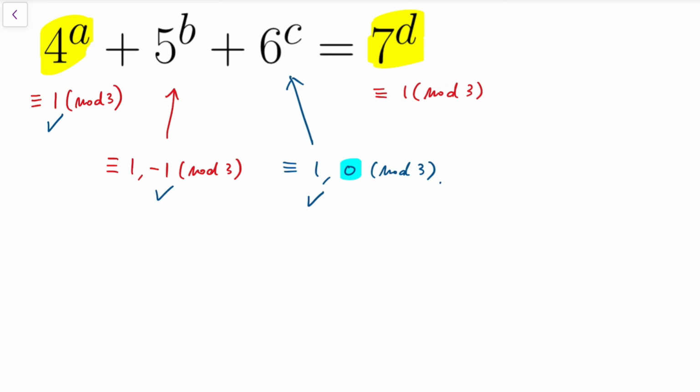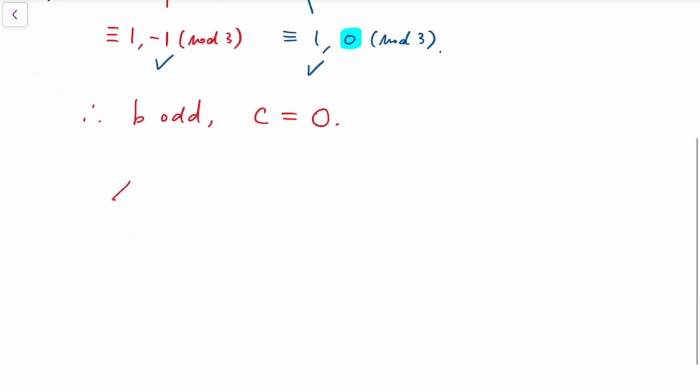Then that means, on one hand, we've got b to be odd, and at the same time, we have c equals 0. So now, our equation becomes 4 to the power a plus 5 to the power b plus 1 equals 7 to the power d. And in particular, b has to be an odd integer.